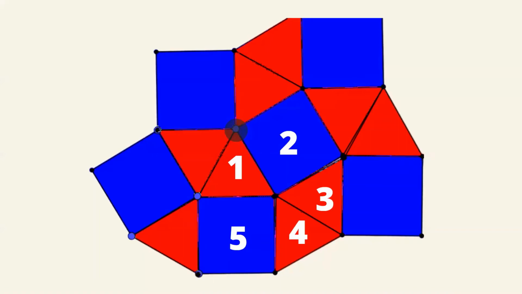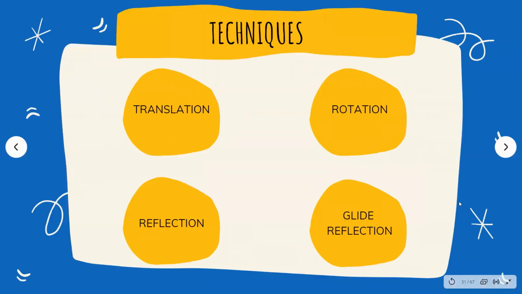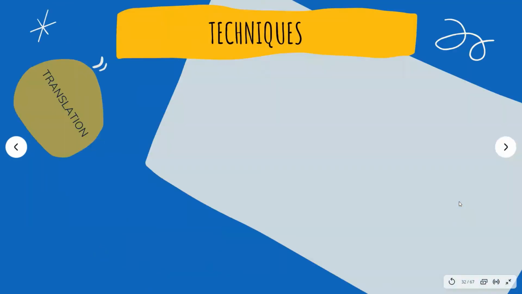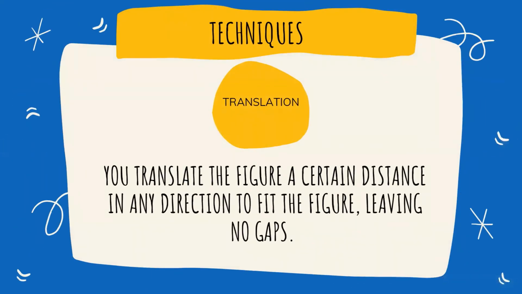A tessellation is created because we use symmetry. It's basically repeating the shape over and over again. And there are techniques in which we are able to create tessellations. There are 4 techniques. The first technique is translation, the second is rotation, third is reflection, and last is glide reflection. So the first technique we will talk about is translation. Translation is very simple. You translate the figure a certain distance in any direction to fit the figure, leaving no gaps.